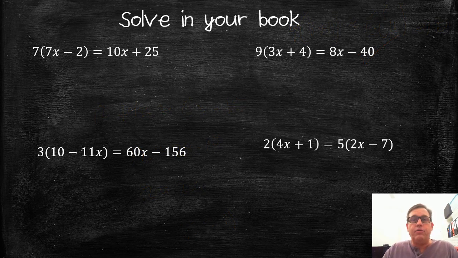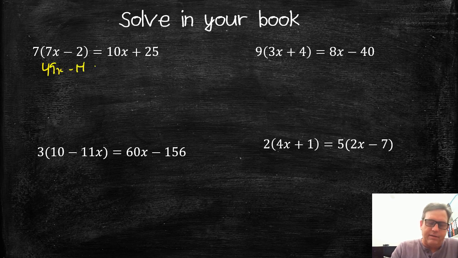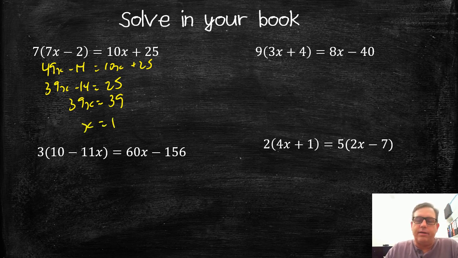Okay, pause the video, do these 4 equations in your book, and then let's see how we did. Okay, we're going to expand our bracket. 49x minus 14 equals 10x plus 25. Subtract, so that's going to be 39x minus 14 equals 25. Add 14 to both sides. 39x equals 39. Divided by 39, x equals 1.